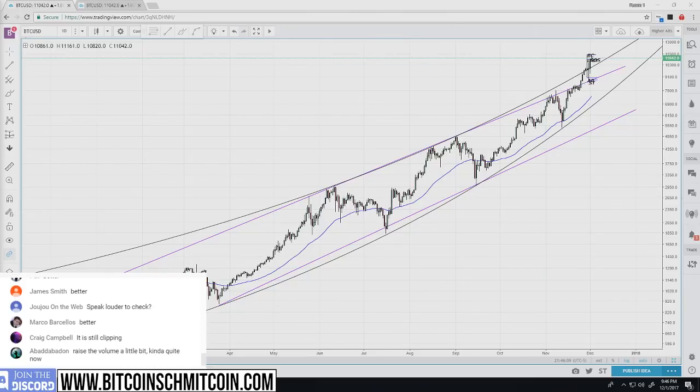Raise the volume a little bit. It is still clipping. Okay, so then that means it's going to be my noise gate or noise suppression maybe. No, it's gonna be my noise gate. Okay. How is that? Is that better or worse? Better or worse? Clipping, clipping, clipping. Is that better or worse?